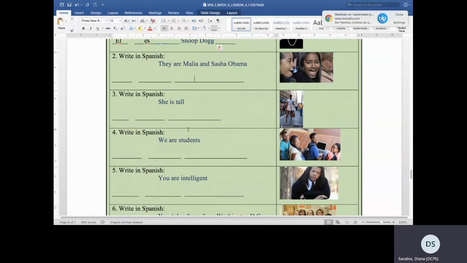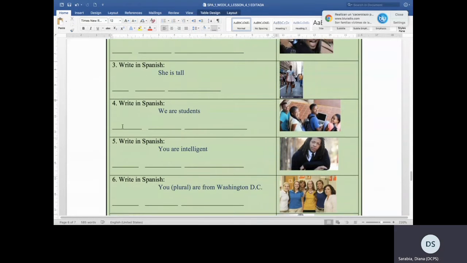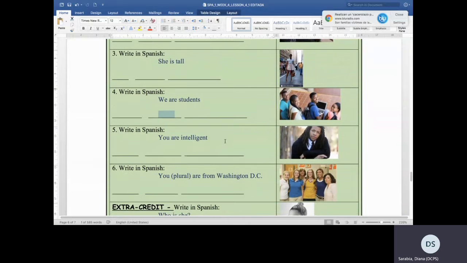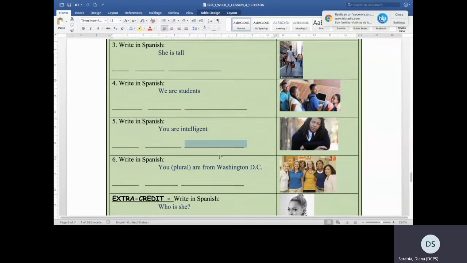Do the same with number 3. Give me the she in Spanish, the is in Spanish, and the tall in Spanish. That's, by the way, in the grammar of this lesson. Tell me here in number 4 that we is including you in this sentence. We are students. All this vocabulary you need is in the grammar part of this lesson. You are addressing here with the you formal, or you informal, by the way. You are. The word that I use at the beginning of this one is smart.